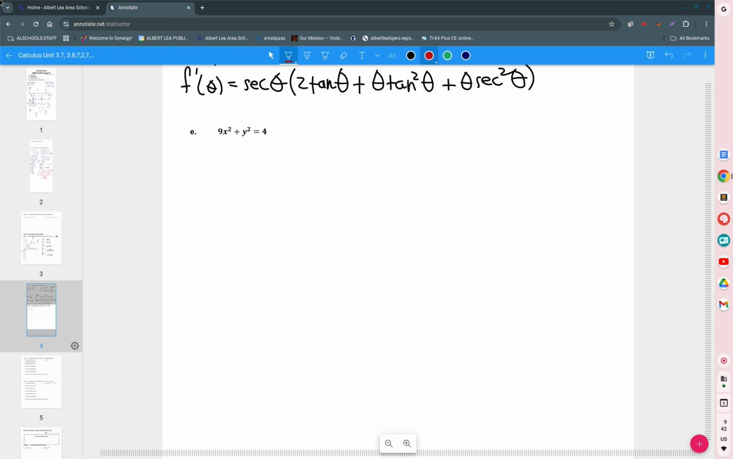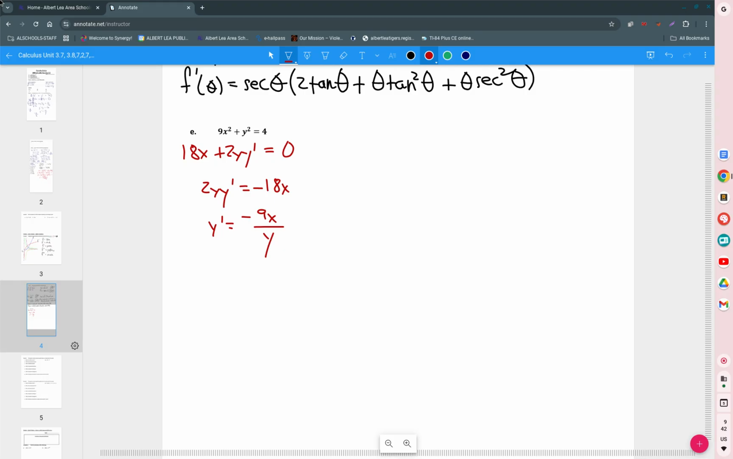What is the derivative of 9x squared? And what is the derivative of y squared? 2y y prime. And what's the derivative of 4? 0. And now we work on solving for y prime. As we subtract the 18x, I have 2y y prime is equal to negative 18x. And I divide by 2y, I get y prime is equal to negative 9x over y. Piece of cake.